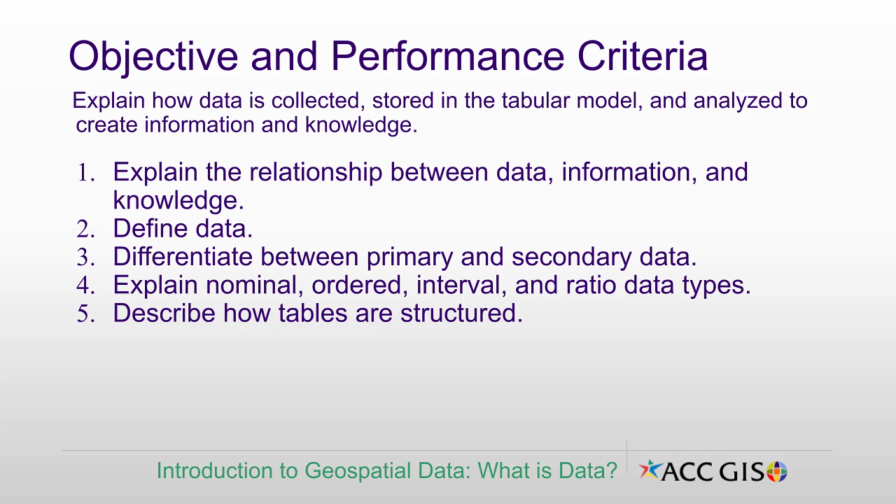And last is ratio data types. An example relative to weather is wind speed. So when I have 50 miles per hour, that's one wind speed, but when I get down to zero, there's no wind left. Last, you should be able to describe how tables are structured in columns that represent fields, in rows that represent records, and the individual cells that represent the values of the data that is stored in the table.